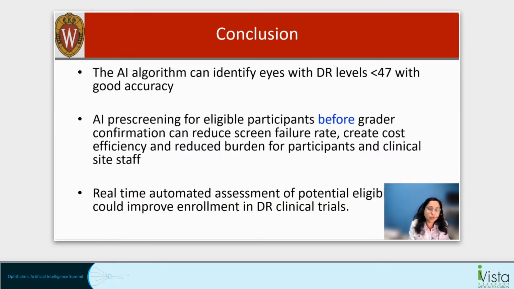So to conclude, the AI algorithm can identify eyes with DR levels less than 47 with good accuracy. AI pre-screening for eligible participants before grader confirmation can reduce screen failure rates. So this pre-screening model can create cost efficiency, reduce burden for participants and clinical site staff. So real-time automated assessment for potential eligible participants could improve enrollment in DR clinical trials.